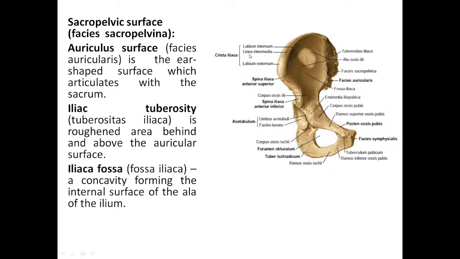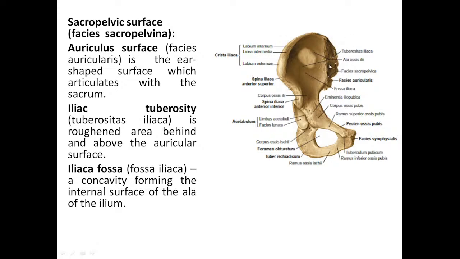Os ilii has the sacropelvic surface, facies sacropelvica. It has the auricular surface. Facies auricularis is an L-shaped surface which articulates with the sacrum.